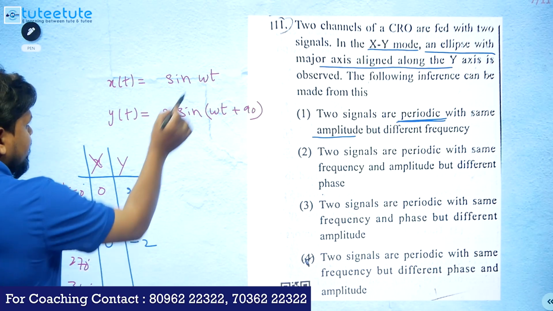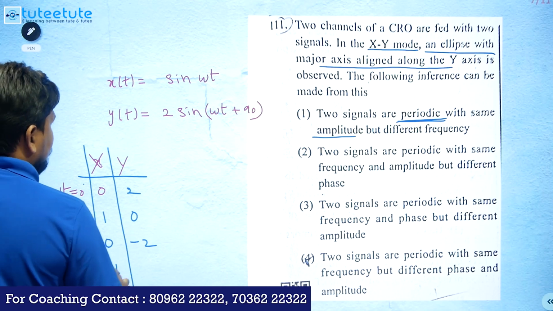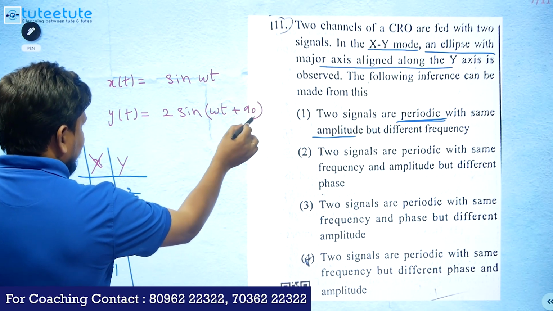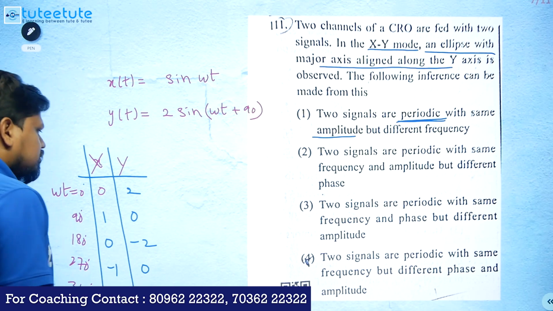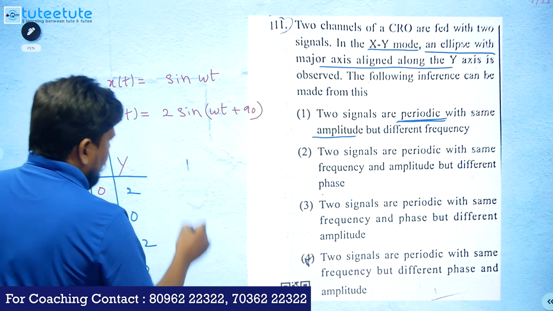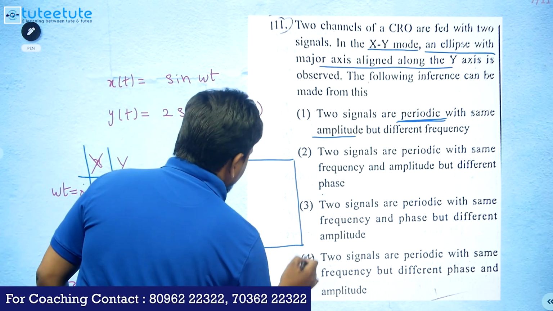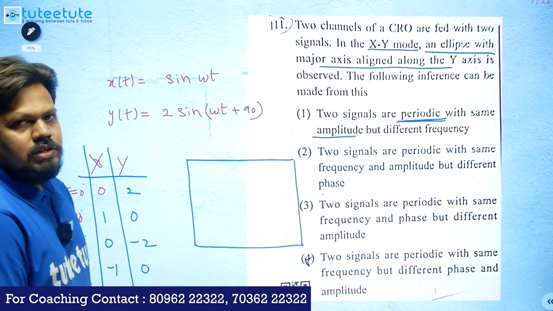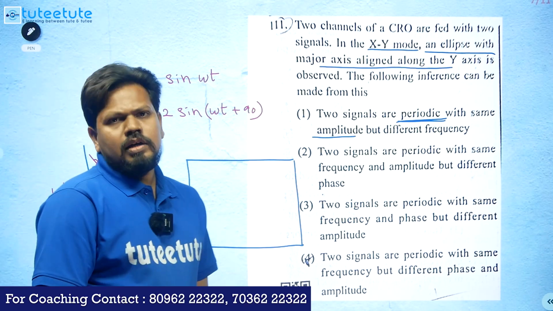Okay, so next, 270 minus 1. On the x-axis it is minus 1. On the y-axis, 270 plus 90, 360, it is 0. The last point also you will get 0 and 2. We need to put these things on our CRO screen, and whatever figure we get will be called a Lissajous figure.